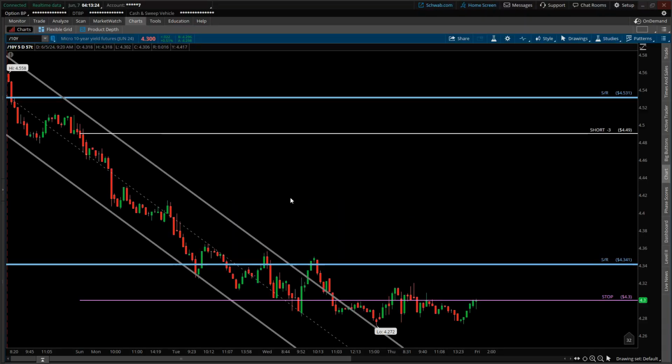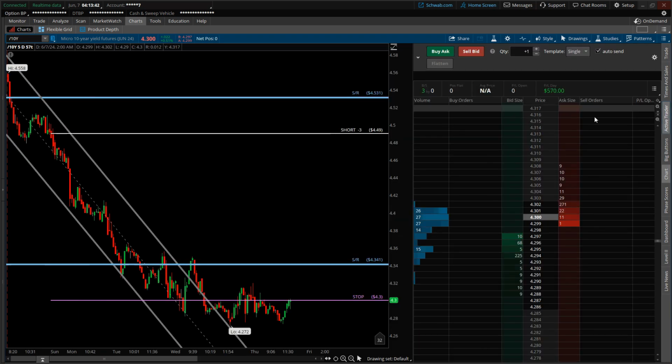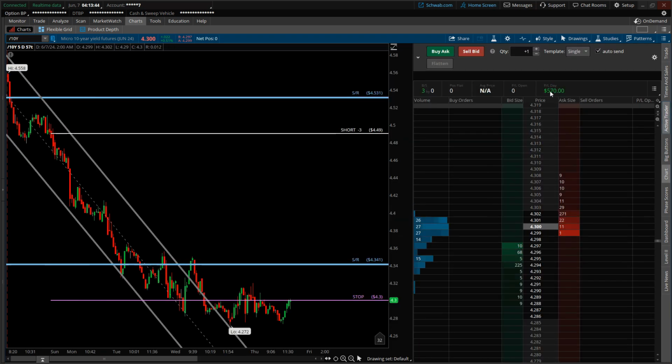So this is the final update. I am officially out of the trade. I was closed out on this candlestick right here. And the high of this candlestick hit 4.301. So that was enough to close me out. And if I open up active trader, the profit is $570. I have a zero position, so I'm out of this bearish position.